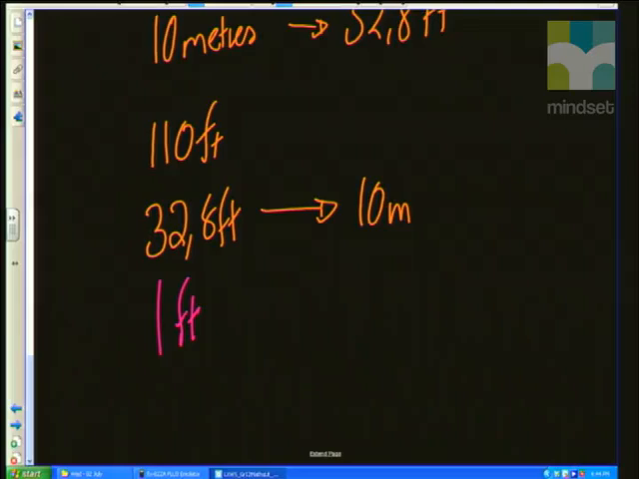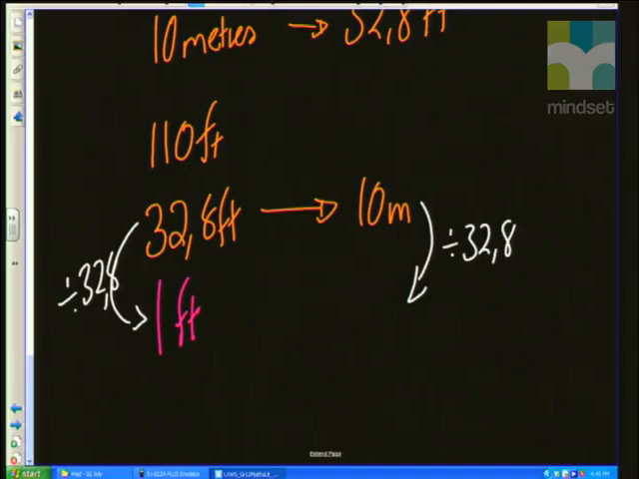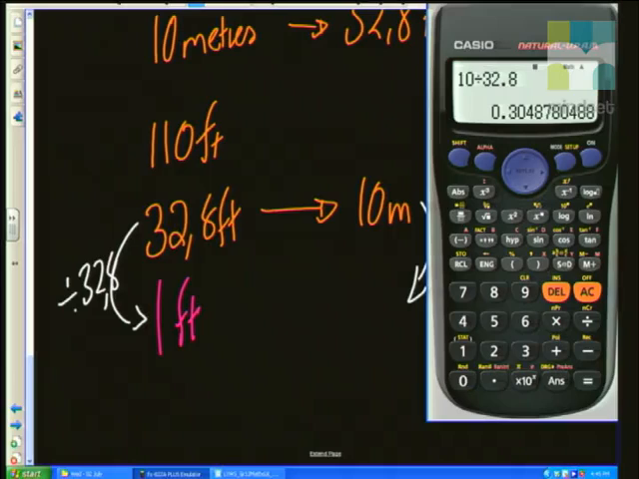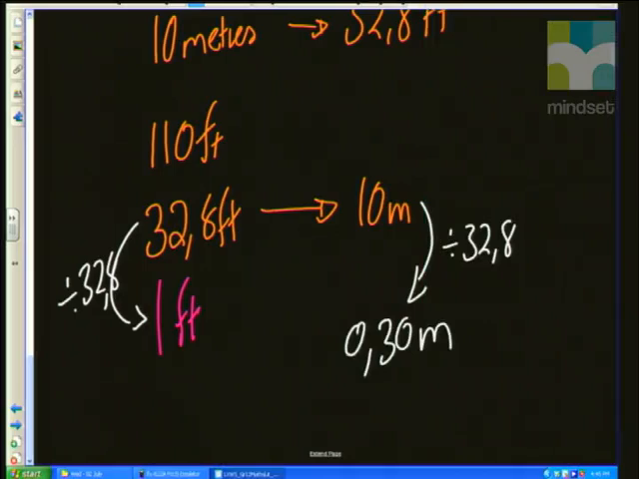What did I do to go from 32.8 to 1? Well, that's clear. I divided by 32.8. So I'm going to take the 10 meters, and I'm going to divide by 32.8. And the calculator is going to come in useful here. So where are we going? We're going to say 10 meters divided by 32.8. Got it? And what does that give me? It tells me it's 0.34. I'm going to round that off to 0.3 meters. So 1 foot is 0.3 meters.